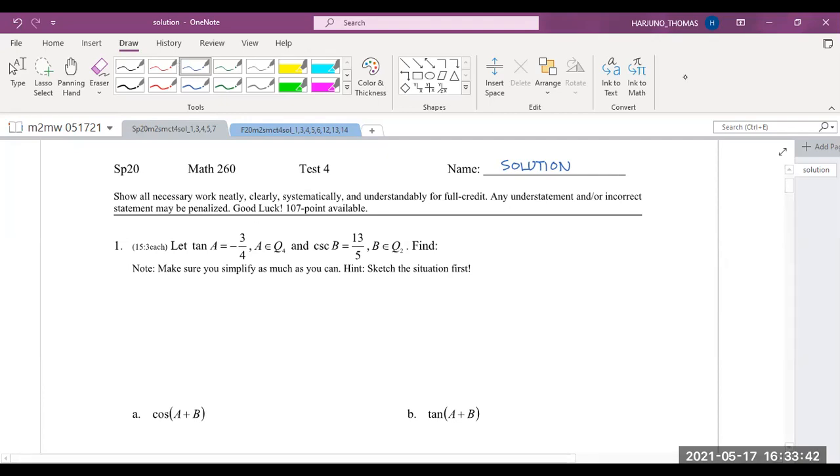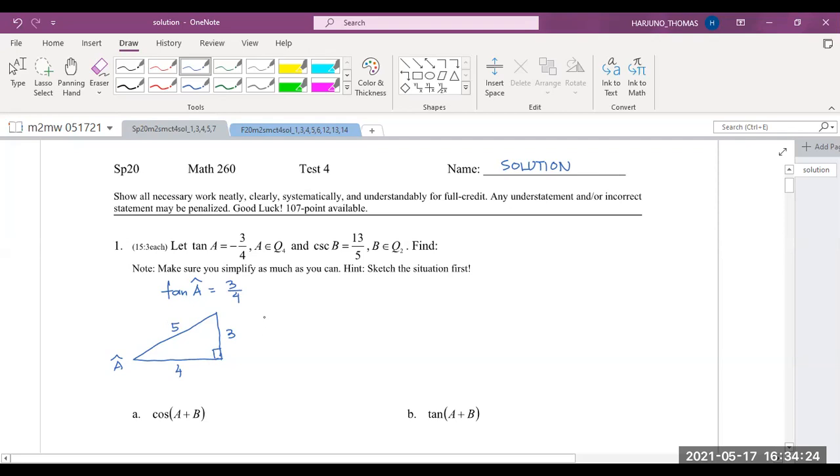Tangent A is -3/4. Angle A is in quadrant 4. So tangent A hat, the reference angle, is 3/4. Right now, I hope you realize why I do this, because I want to catch the right triangle. In my opinion, this is the best way to attack this type of question: attack it from the reference angle. Tangent is 3/4, so the hypotenuse is 5.